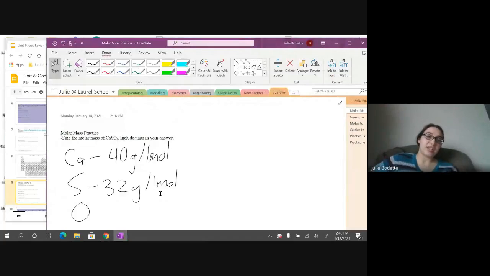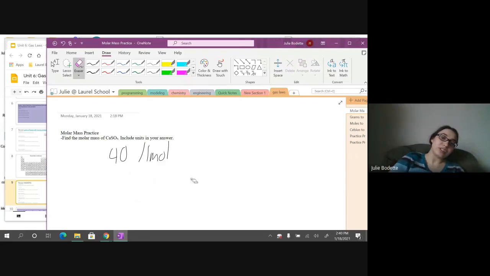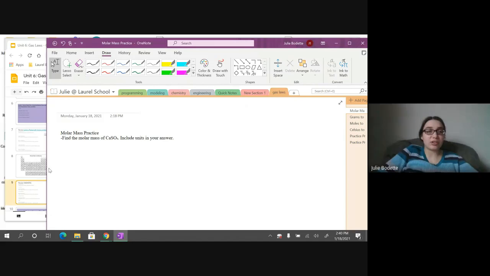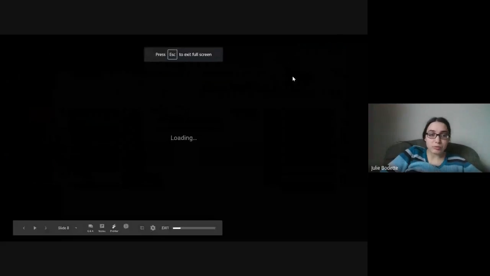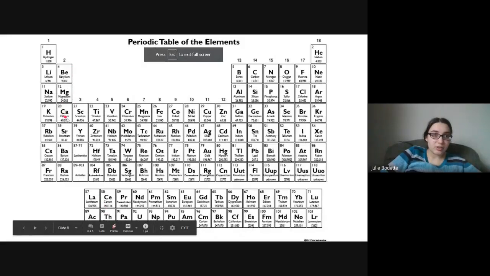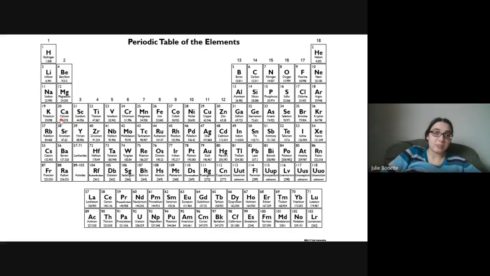We want to find the molar mass of CaSO4. What we need to do is look up the molar masses of calcium, sulfur, and oxygen on the periodic table. Let's look those up real quick. Here is calcium, molar mass of 40. Remember, the molar mass is the bigger number at the bottom. This 20 up here would be the number of protons. So calcium has a molar mass of 40.